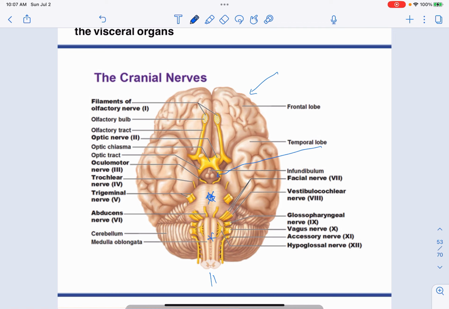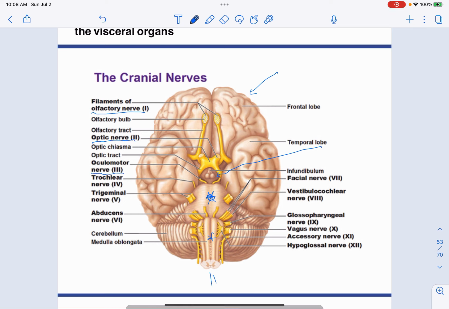These cranial nerves are all originating on this inferior surface in various locations. So there are going to be some cranial nerves that come from the cerebrum, some come from the midbrain, some come from the pons, and then some are coming off of the medulla oblongata. And I'll show you that as we progress through these cranial nerves. So this diagram is also outlining each of these cranial nerves. So the olfactory nerve, the optic nerve.